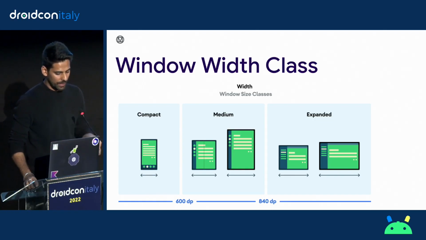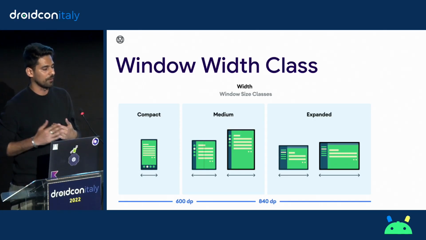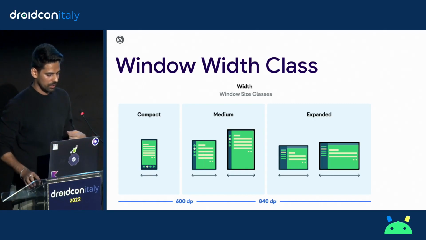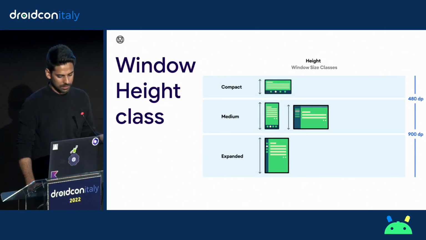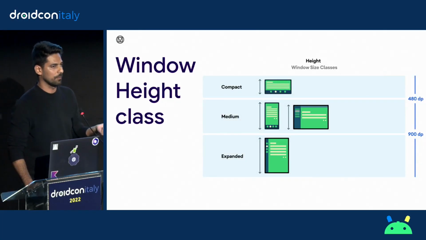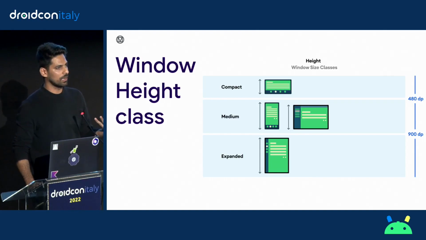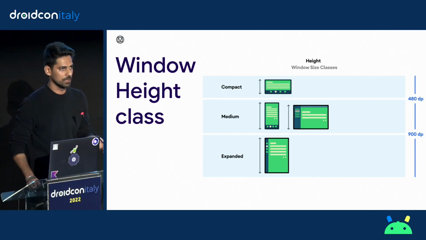So we can have compact for 600 dp and below. We can have medium for 600 to 840 dp, and we have expanded if your device or tablet is running in an area larger than that. Similarly, we have window height classes, also divided into compact, medium, and expanded. But most of our applications have scrollable content, so window height classes may not be that useful, and window width classes are where we actually take advantage of it.